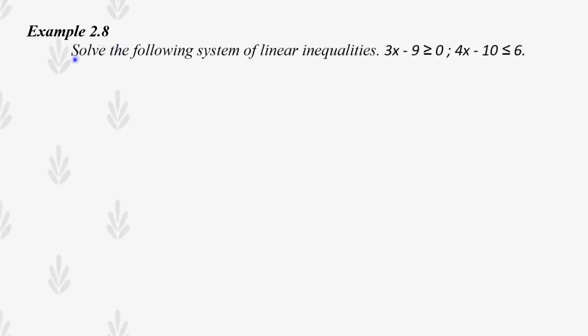Next we are going to see example 8 in chapter 2. Solve the following system of linear inequalities: 3x minus 9 greater than or equal to 0 and 4x minus 10 less than or equal to 6. These are called linear inequalities. They do not contain only an equal to sign, so we cannot say this is a linear equation. Let us see the solution.